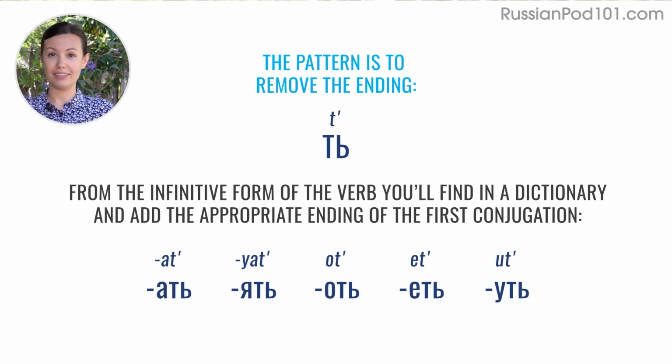So the pattern here is to remove the ending ть from the infinitive form of the verb you'll find in a dictionary and add the appropriate ending of the first conjugation. The infinitives of the first conjugation verbs usually end in ать, ять, оть, еть, уть, and so on.